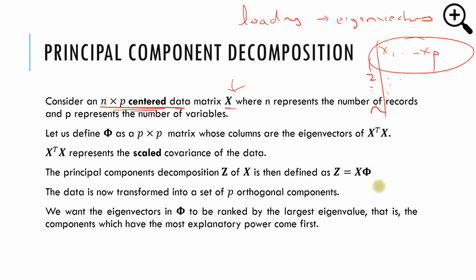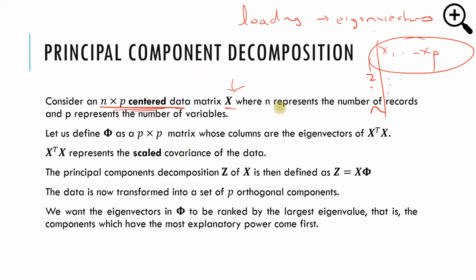So yes, let's get back to what we were referring to here. We are going to define phi as a p by p matrix. All right. Now, when I refer to phi as a p by p matrix, what do I mean by that?